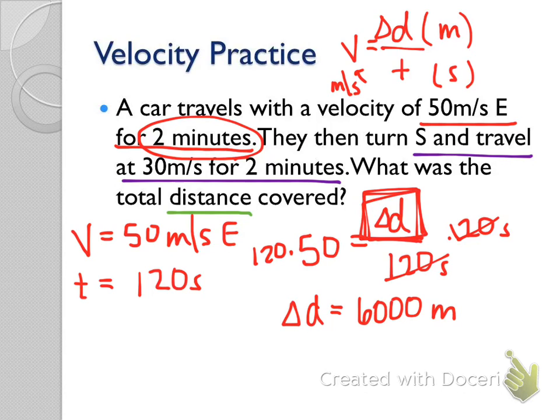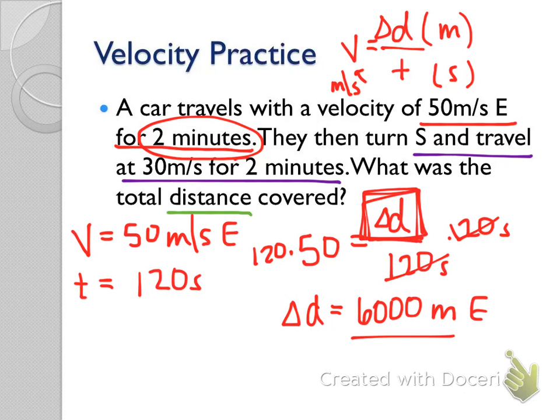My initial displacement I'm always going to consider to be just 0, because that's where our motion starts from. So that means we drove during that time 6,000 meters. Are we on the same page there? And we drove that east. Okay, that's not too important to us right now.